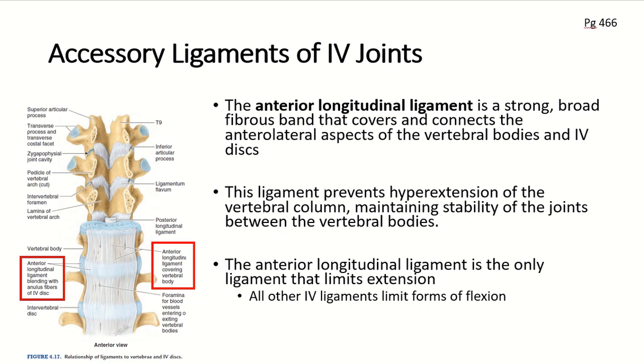So this is a ligament, although this picture only shows part of it, that attaches up the entire way of the vertebral column. It's thickest on the anterior aspect of the vertebral bodies, and the anterior longitudinal ligament also covers the lateral aspects of the bodies all the way to the intervertebral foramen. Okay? The anterior longitudinal ligament is the only ligament that limits extension because of its anterior position. All of the other ligaments that I'm going to talk about are there to limit flexion.